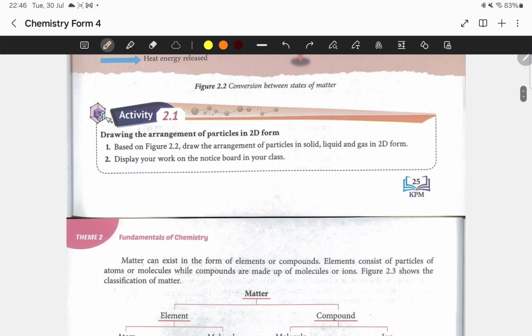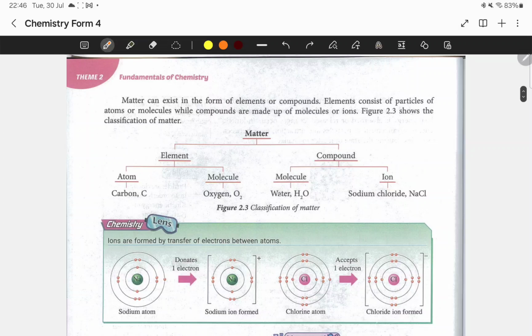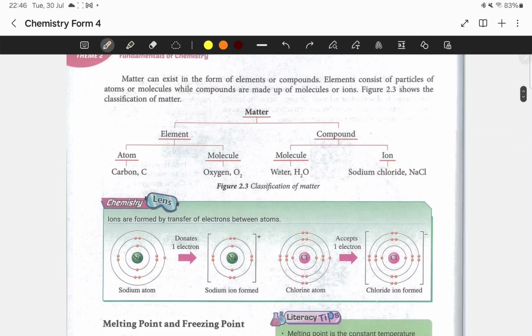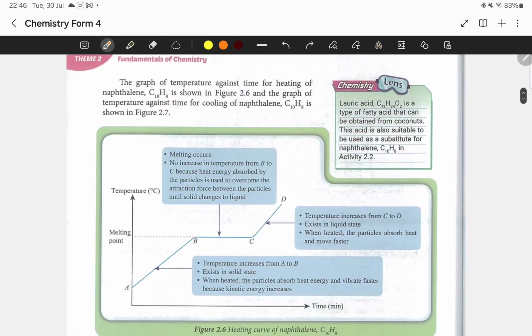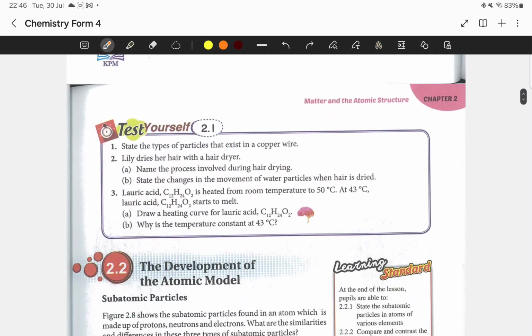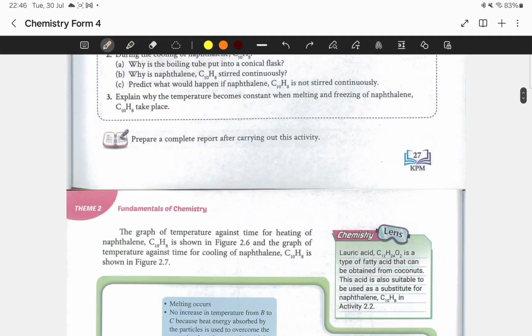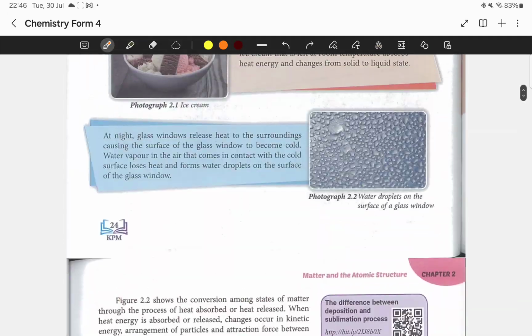Okay, and then I'll be doing another video for this part, for this matter stuff, and then only I will be continuing with the melting and boiling point, all these things. Okay, so I want you to really pay attention to my lesson.